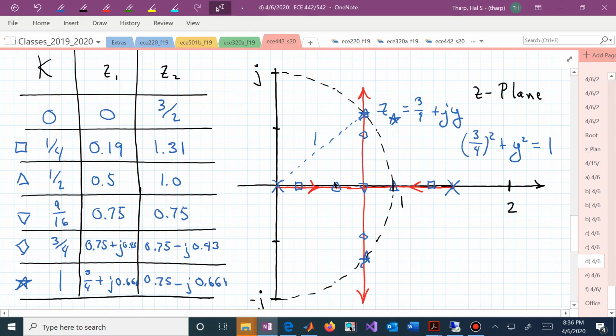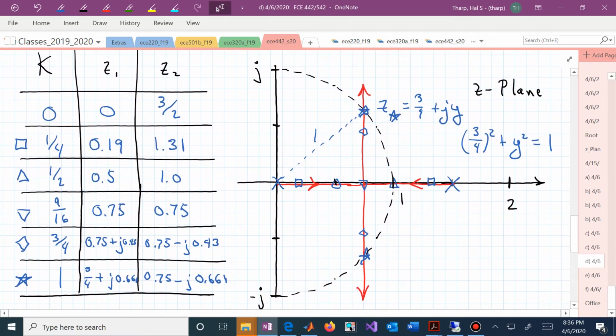And as we will see, as we adjust k from 0 up to infinity, here we're not even going to have to go that far. We can step through different values of k and follow those symbols along these branches of the root locus. We have two branches. We start at the poles, the x's. The first, let's say, gain that we use is 1/4. That's the square.